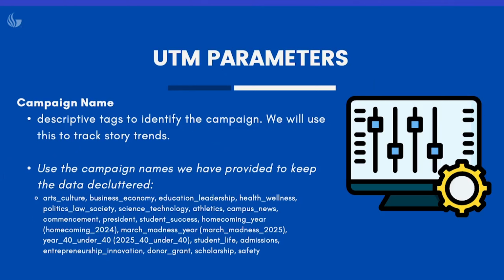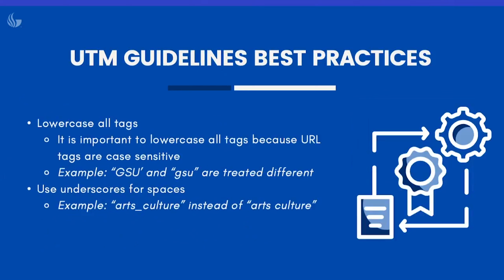So March Madness 2025, Homecoming 2024, 40 under 40, innovation, grant, scholarship. So these would just be some different examples of things that you can use for the campaign names. These are just some best practices that I've listed.